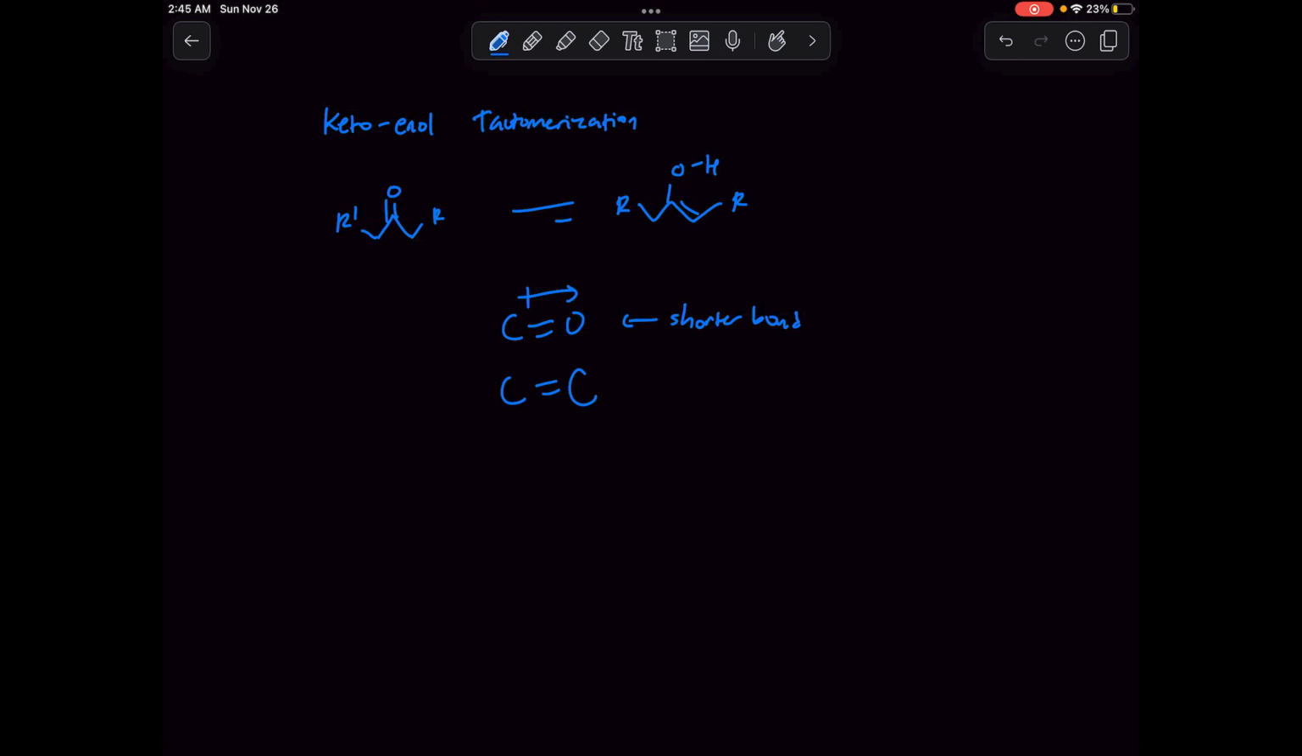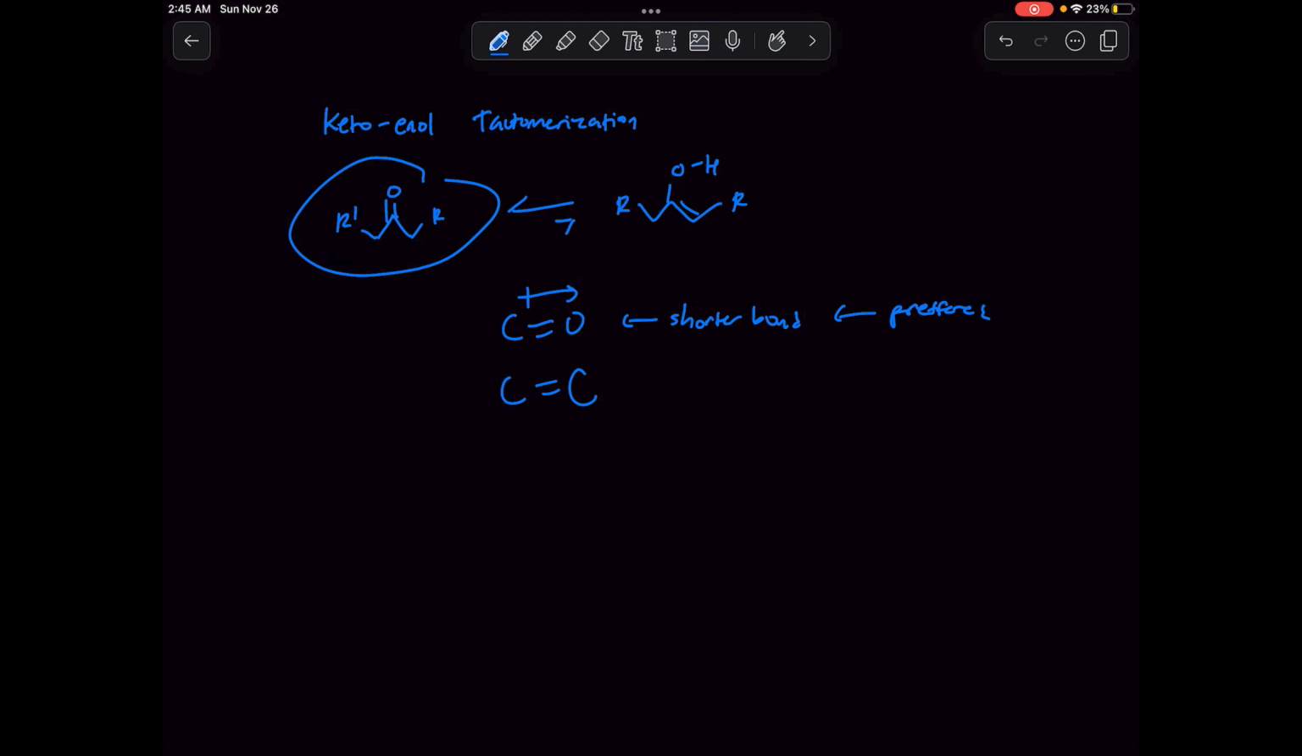And we know that shorter bonds require more energy to be broken. And so when you have a carbon double bond to an oxygen, it is more thermodynamically stable than a carbon double bond to a carbon. And so for that reason, this is going to be preferred, which means that when comparing these two molecules, which the only difference is the enol form here versus the keto form here, the keto form is going to be heavily favored.